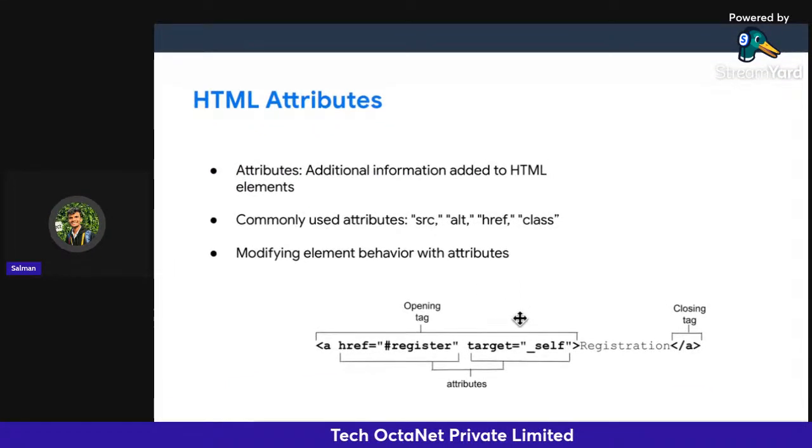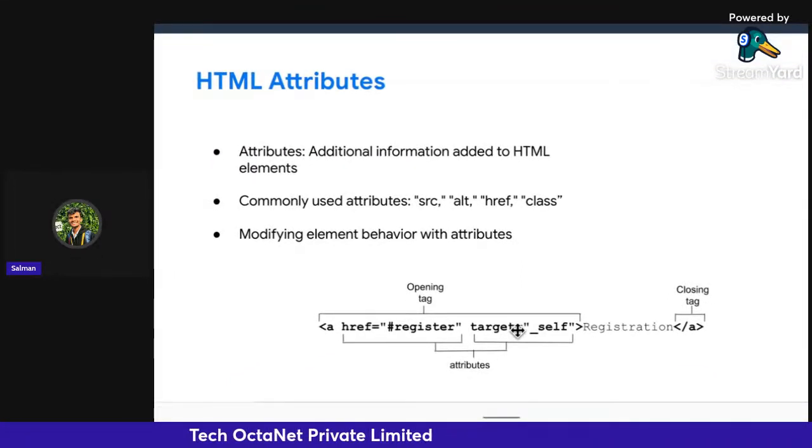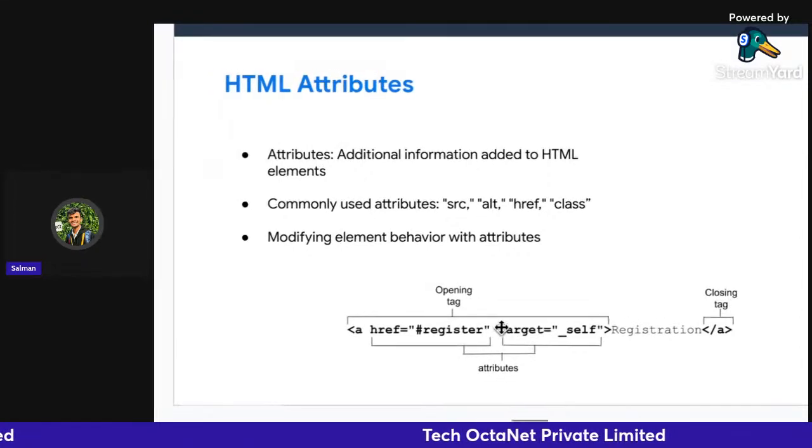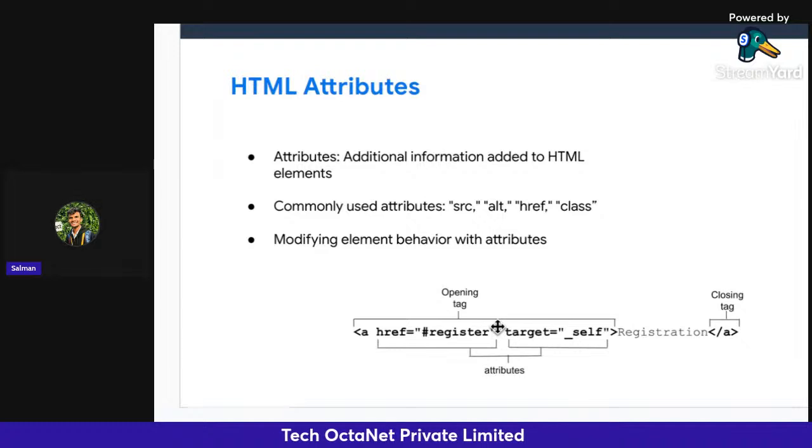These are the common HTML attributes used, like class, ID, alt, href, src, as I mentioned earlier as well. So these are used to modify the behavior of an element.